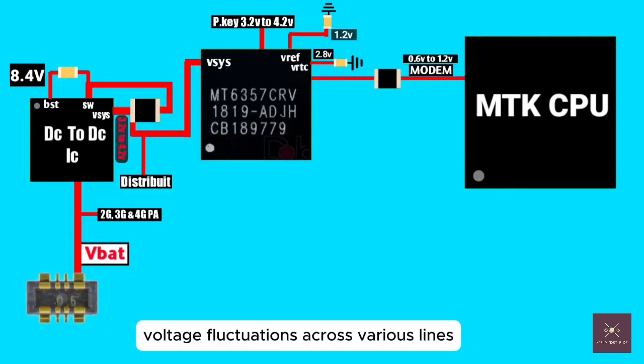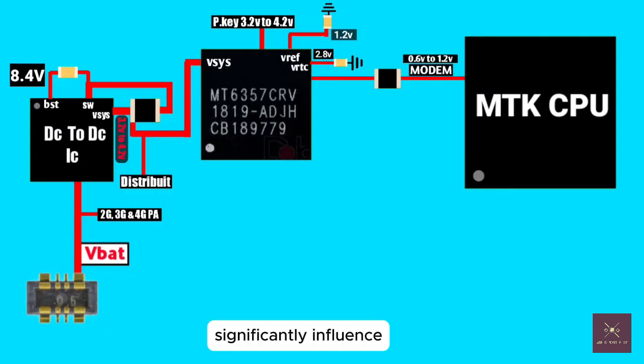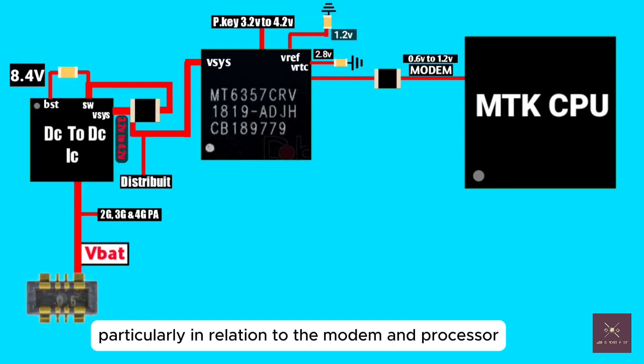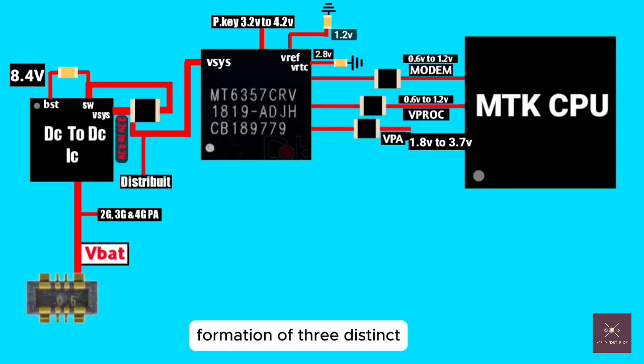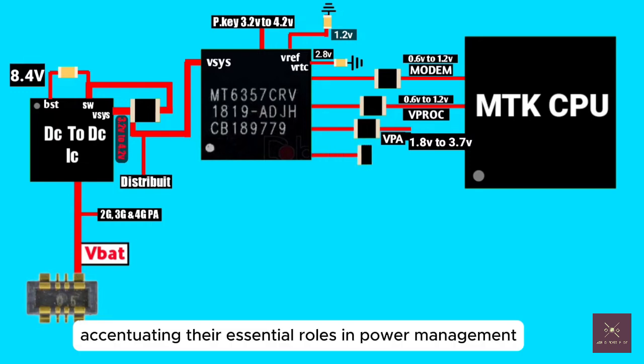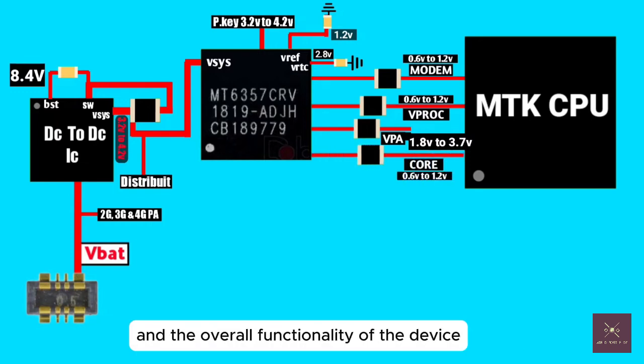Voltage fluctuations across various lines significantly influence the overall performance of the device, particularly in relation to the modem and processor. Therefore, maintaining accurate voltage levels is imperative for optimal mobile functionality. The video further investigates the formation of three distinct voltages within a circuit, accentuating their essential roles in power management and the overall functionality of the device.